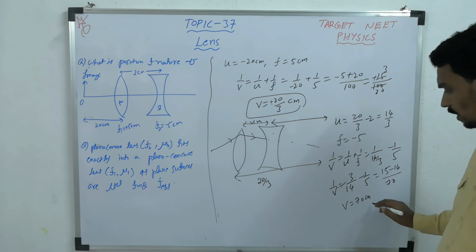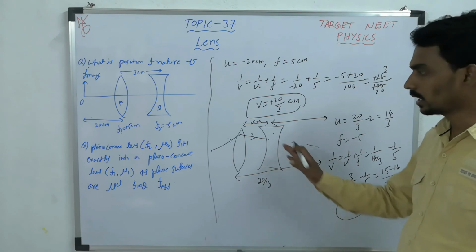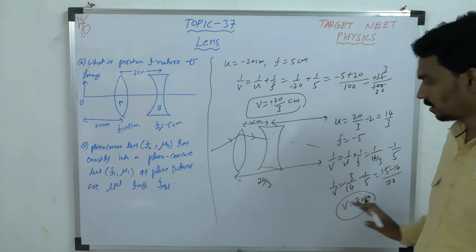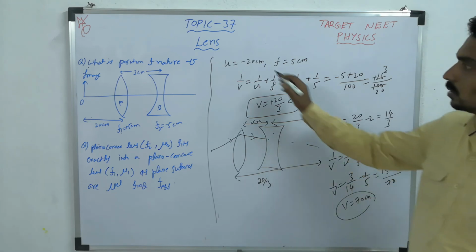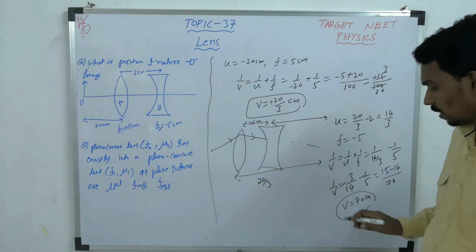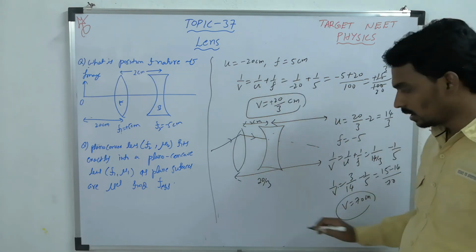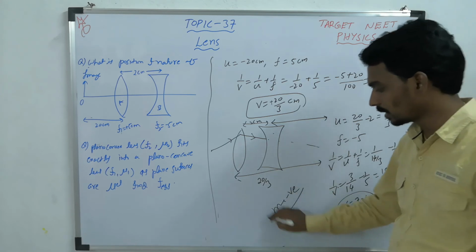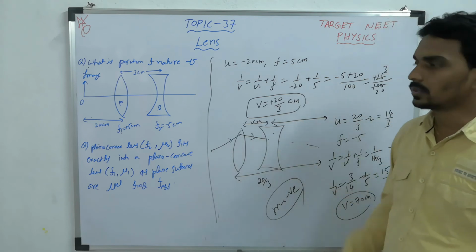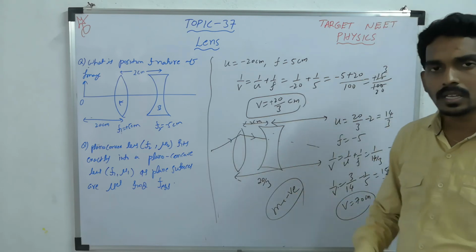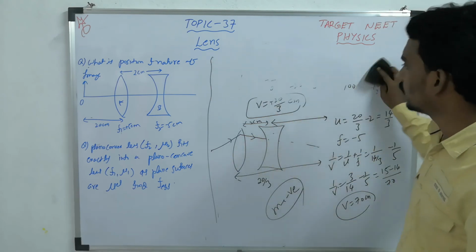So V positive means what kind of image can you say? A real image. V is positive, U is negative. If you compare the final and initial, the magnification will be negative. Magnification negative means an inverted image. So a real and inverted image forms at a distance of 70 centimeters. Similarly, let us consider the other question.